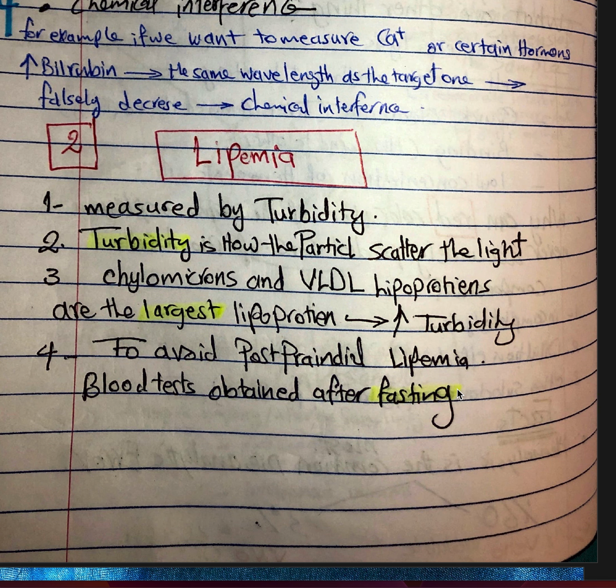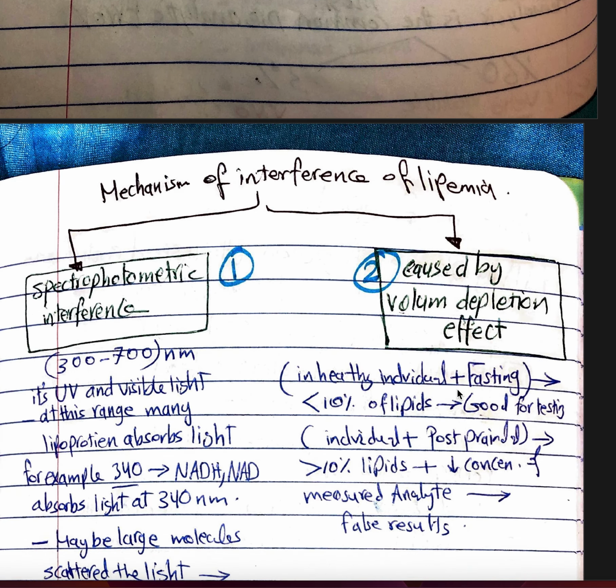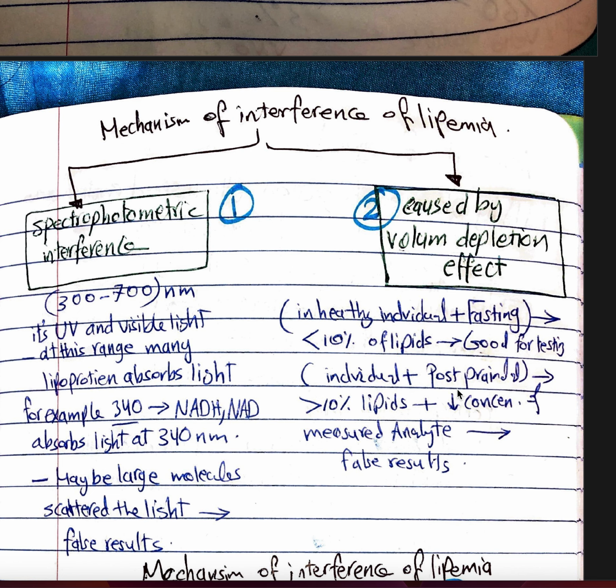We want to measure the glucose level. We tell the patient, please fast before we take your glucose level, because we want to measure it accurately and we want to avoid postprandial lipemia. Now we talk about the mechanisms of interference of lipemia.